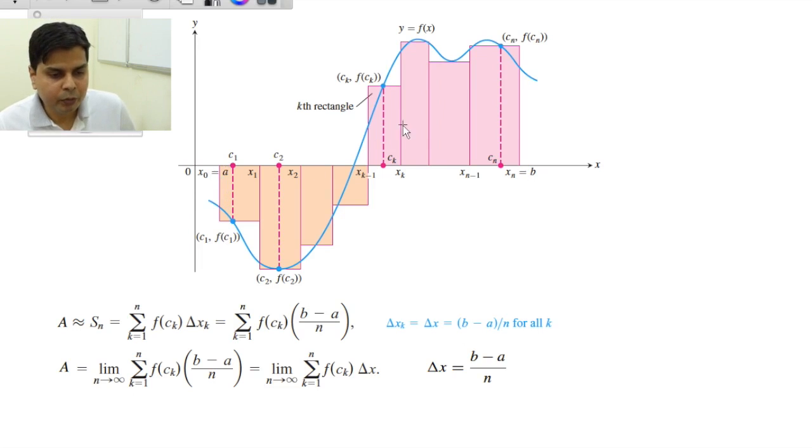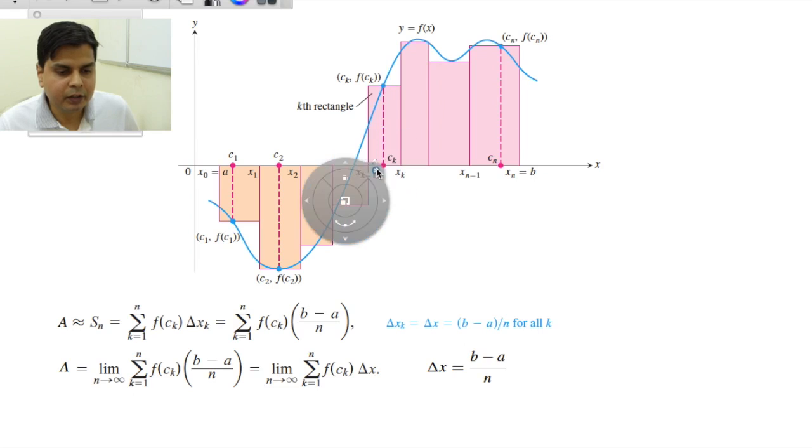Now there is one problem. You can ask which ck I should take in the kth interval. That's a very valid question. When I come to the next part, when I derive this formula, I will prove that this choice of ck is immaterial. You will get the same answer. Suppose somebody is taking ck here, then what will happen? Your height will become like this, and your rectangle will be shorter. But I will prove that the choice of ck is immaterial.